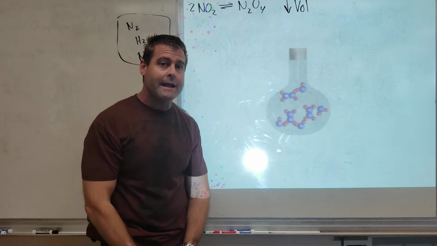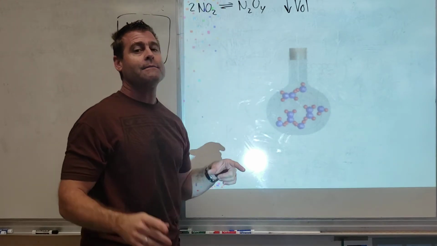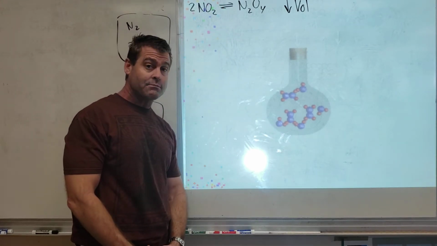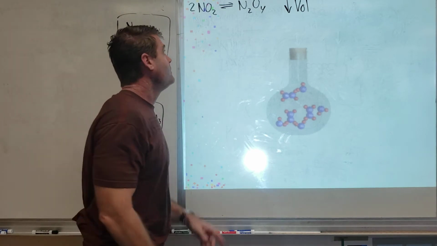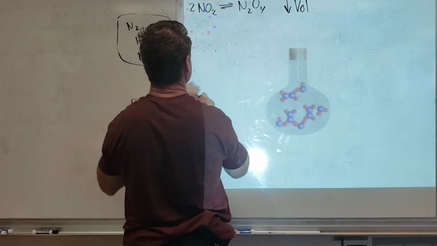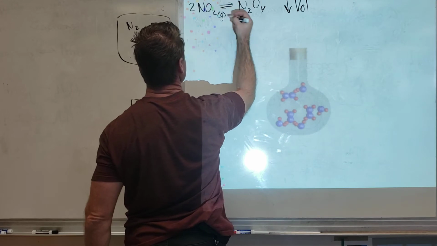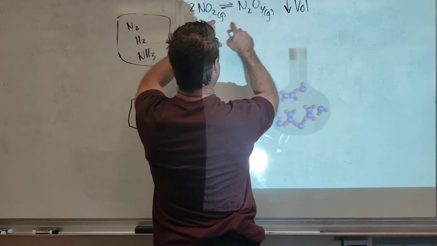It can accomplish that by favoring an arrangement of atoms that results in less overall gas molecules. So here's how you tell. Remember, these are both gases, so this only pertains to gases. When you have a reversible reaction, you only look at the gases, and both of these are gases.